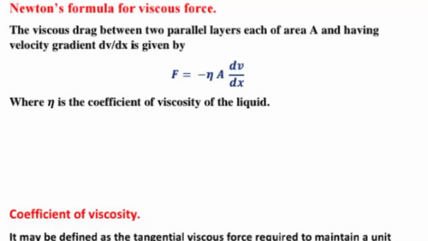Newton's formula for viscous forces. The viscous drag between two parallel layers, each of area A and having the velocity gradient dv upon dx, is given by F equal to minus eta A dv upon dx, where eta is the coefficient of viscosity of the liquid.